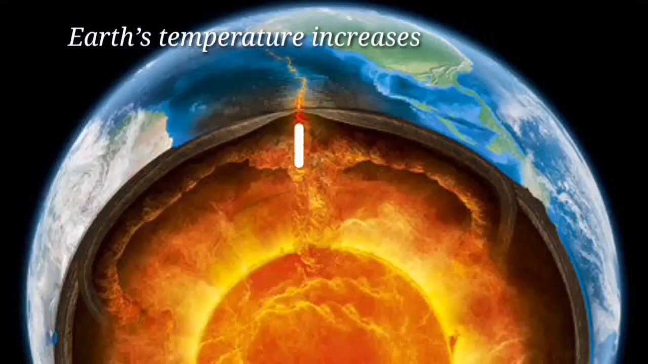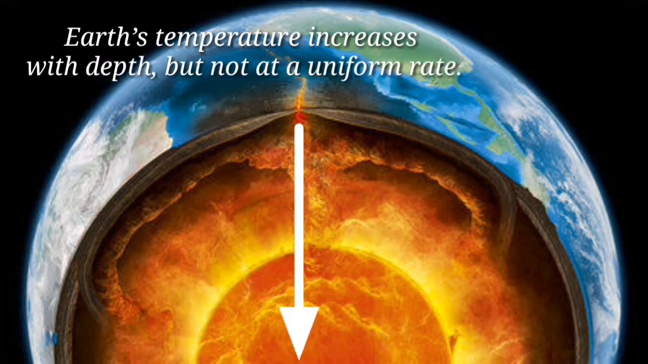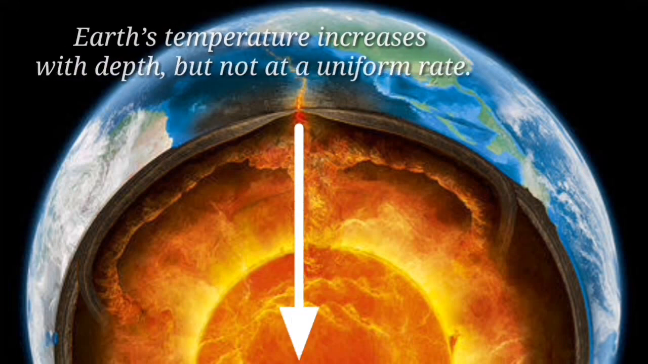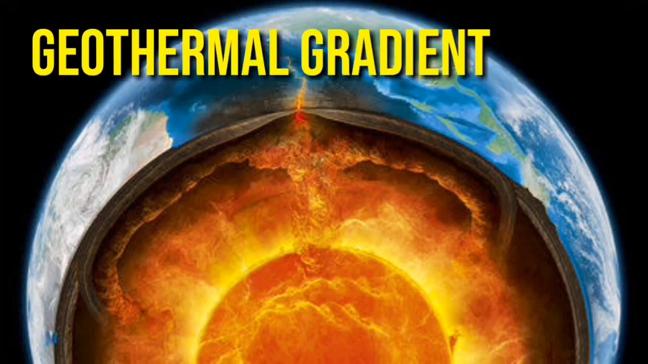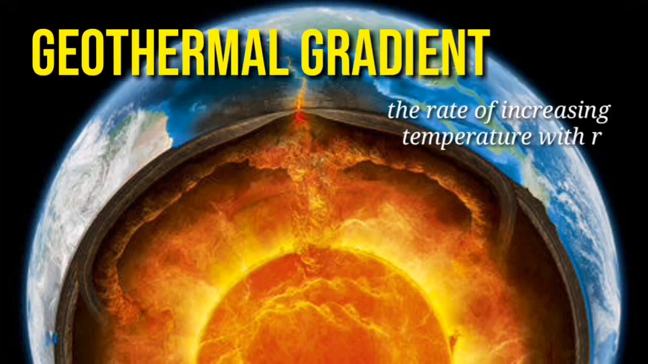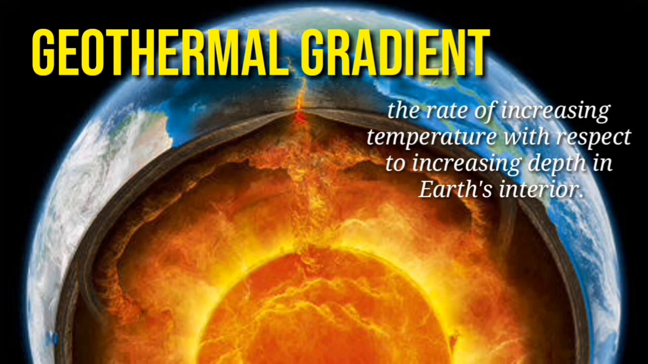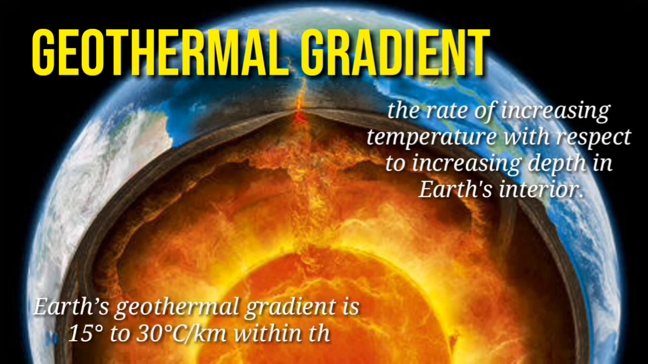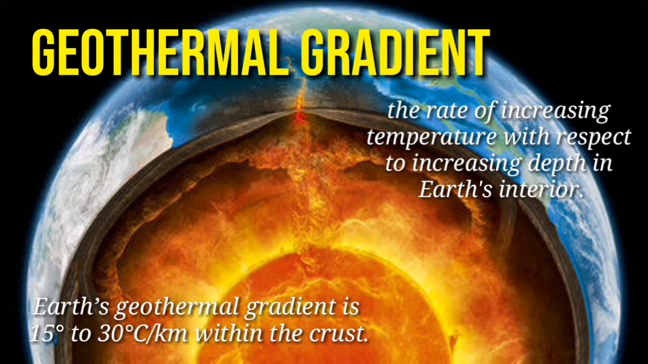Earth's temperature increases with depth but not at a uniform rate. This is called the geothermal gradient, which refers to the rate of increasing temperature with respect to increasing depth in Earth's interior. Earth's geothermal gradient is 15 to 30 degrees Celsius per kilometer within the crust.